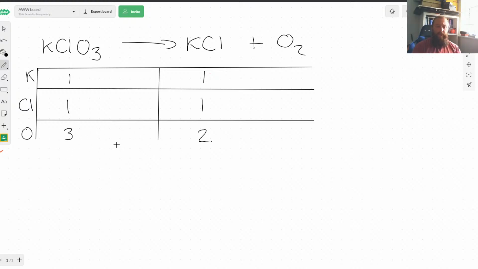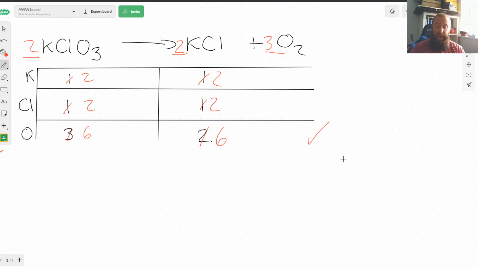Now, 3 will never divide into 2. So what I'm going to do is double this first molecule. Count them up: 2 potassiums, 2 chlorines, 6 oxygen, 2 times 3. Right, I've got too many potassium on this side and not enough over here. And I can put a 6 there. And again, that works. Okay.